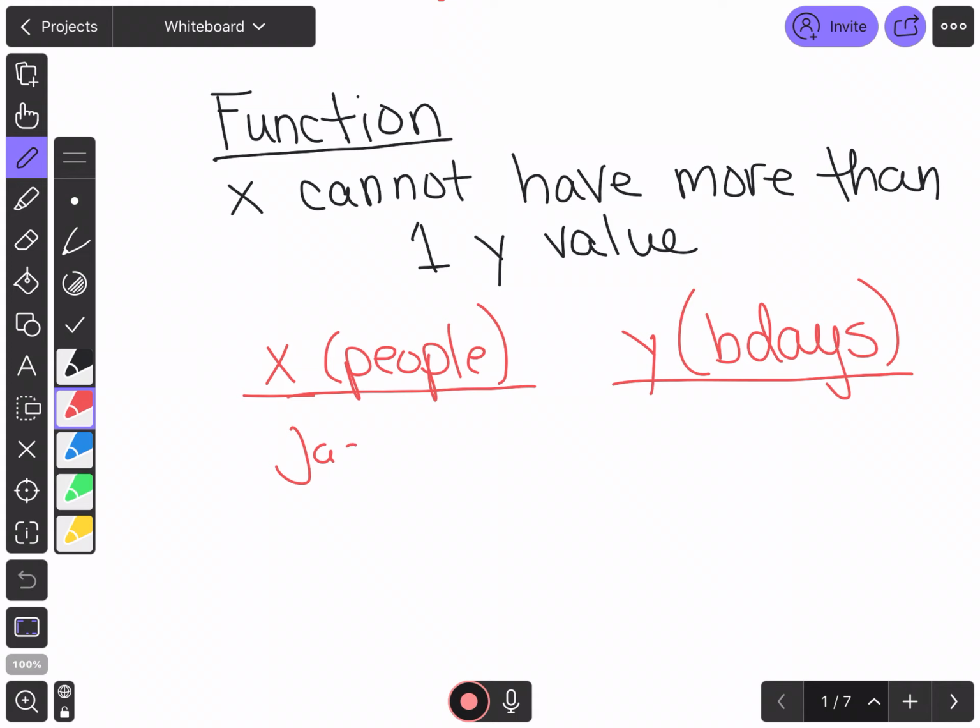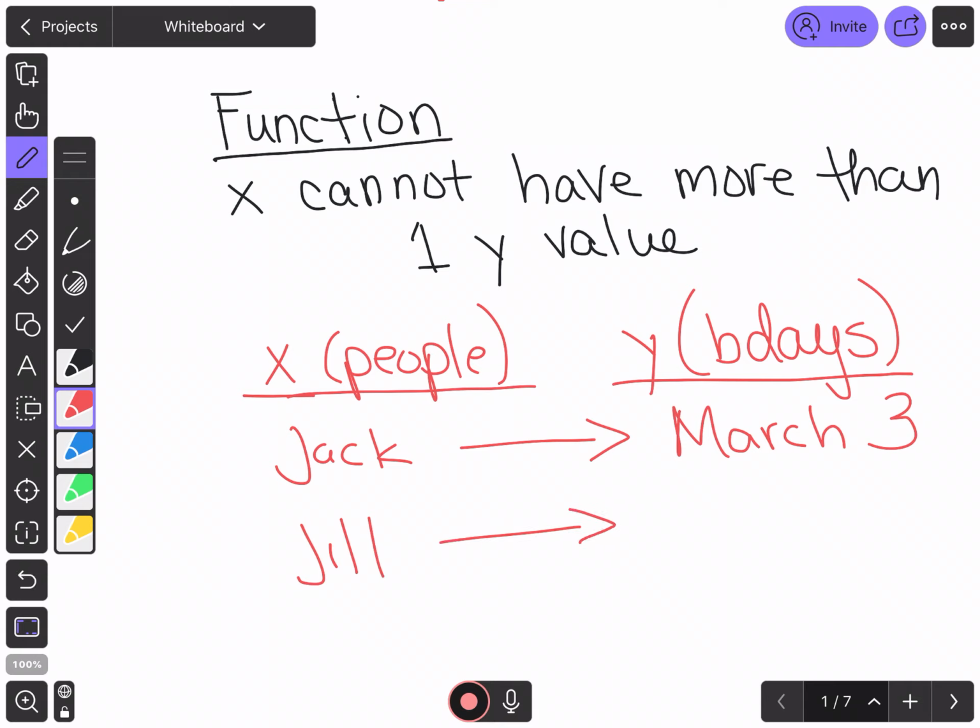Jack has his birthday on March 3rd. Jill has her birthday on January 4th and April 17th. Jack shows a function because Jack has his birthday on one day.